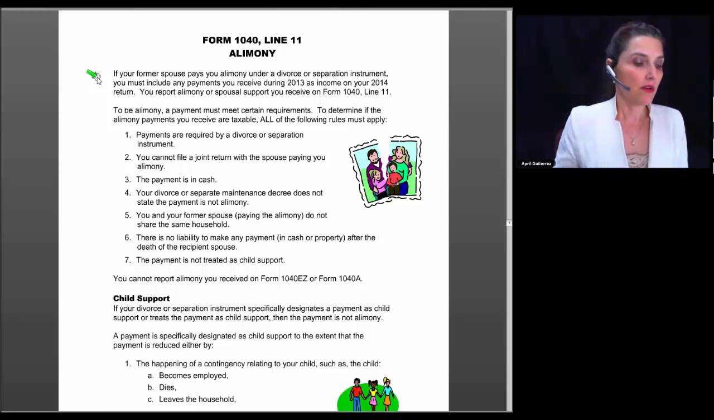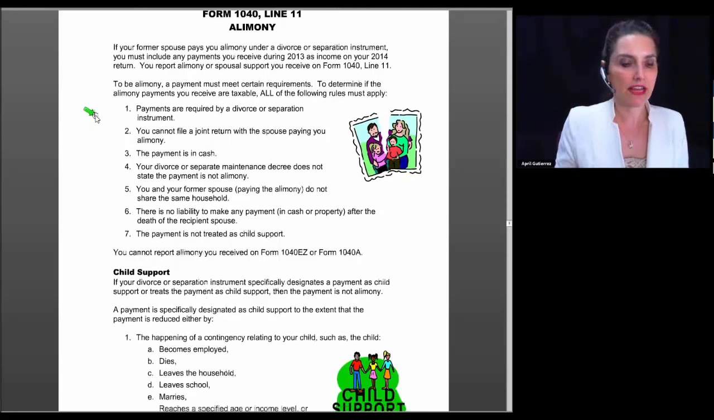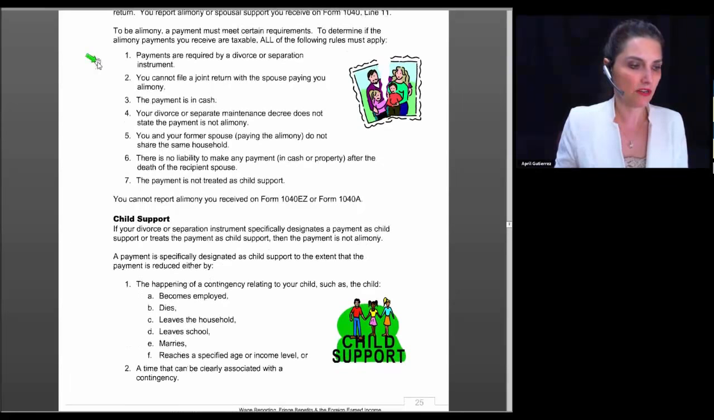Now, if your former spouse pays you alimony under a divorce or separation instrument, you must include any payments you receive during the year as income on your tax return. And to be alimony, a payment must meet certain requirements. To determine if the alimony payments you receive are taxable, all of the following rules apply.